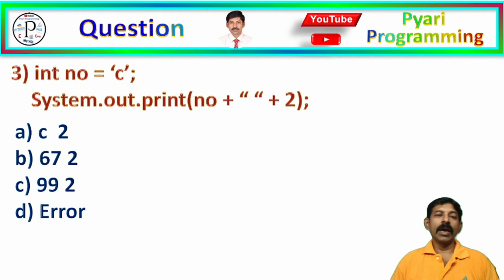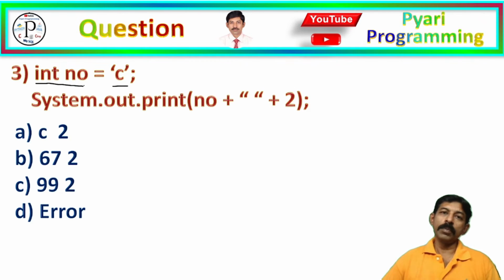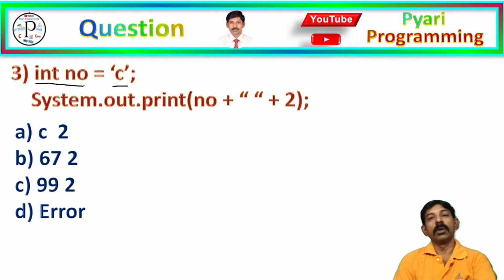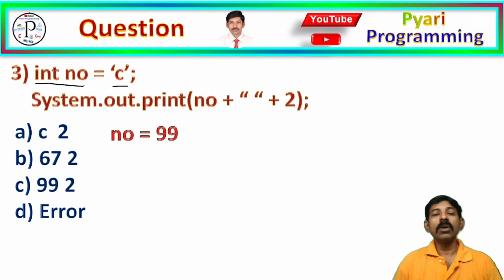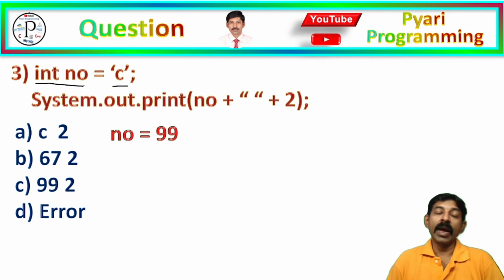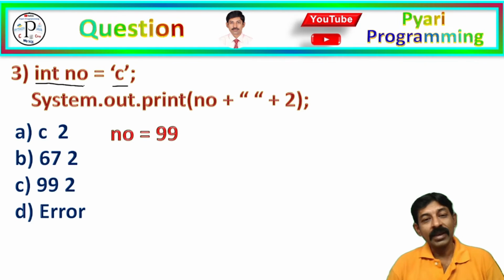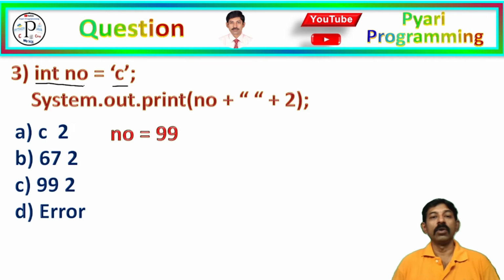The next question says int no is equal to 'c'. Here the character c is assigned to an integer variable. Is it possible? Yes, it is also possible, and it is known as implicit type conversion. In this case, the character value will be changed to an integer by converting the character into its ASCII value. So what is the ASCII value of c? The ASCII value of c is 99. How is it 99? Because lowercase a is 97, b is 98 and c is 99. So the value of no is 99.